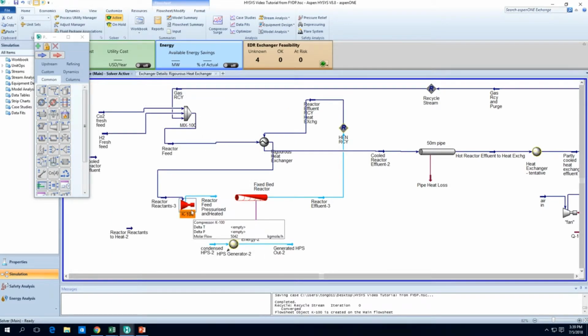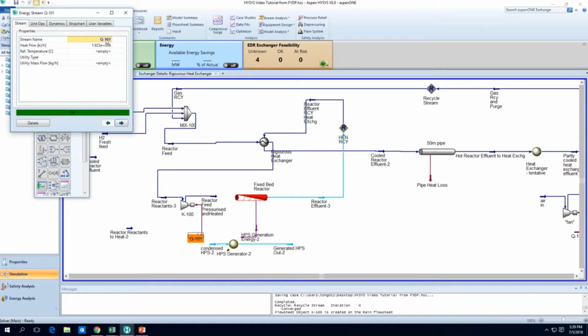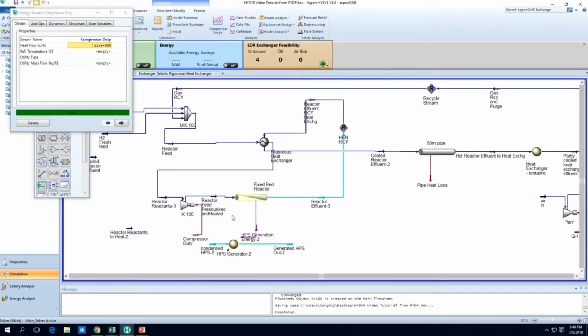And I need a duty stream for this compressor. So I just name it compressor duty. And how much duty is it using? At present, about 500 kilowatts. And this stream will be going in at about 255 degrees C. Yep. And let's just connect it to the reactor and let it converge.